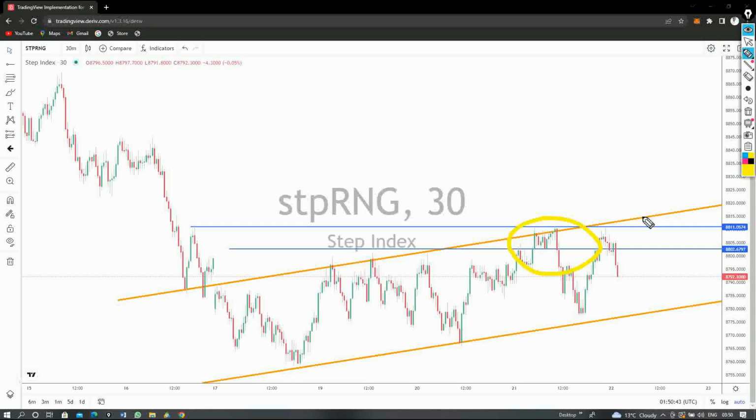This is a level of resistance. We had so much resistance at this level. We need to take it into account. And then we also have our strong levels of support.